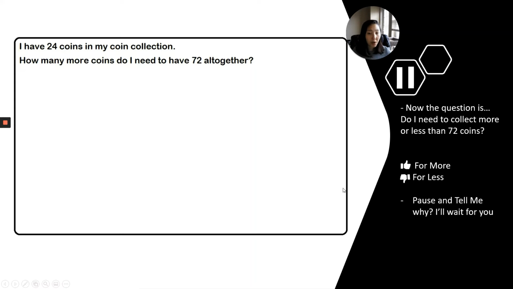I'm going to need you to pause right now at this point so that you can tell me your reasoning. Remember to start off with, I would need to collect more than 72 coins because. Or, I would need to collect less than 72 coins because.